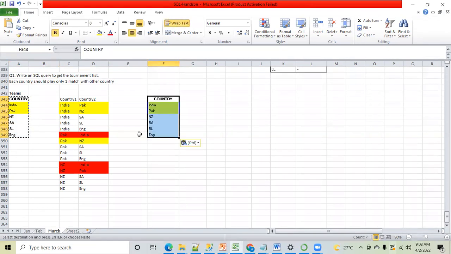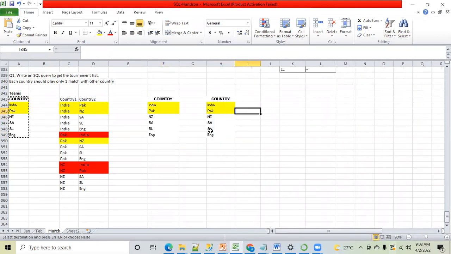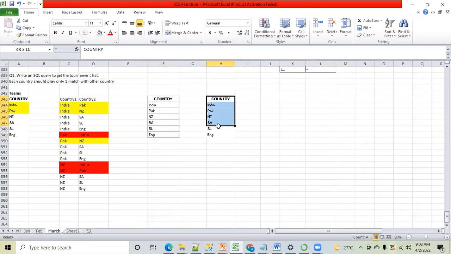Now let's translate this concept to a SQL query and see how we will work on it. I will create two tables. We already have this country table, so I'll make a copy of it. Suppose this is country A and this is country B. Now think about the logic. What should the logic be? This is all about joins.